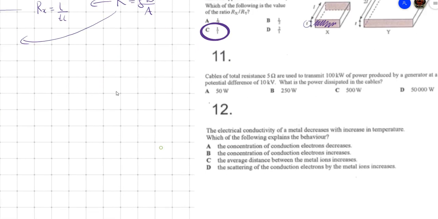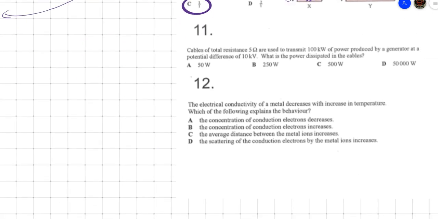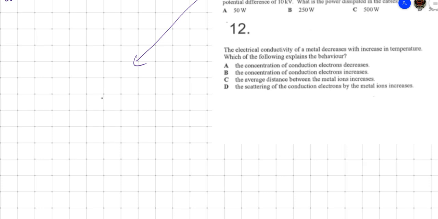Okay, now 11. Okay, now what we have is we have cables. Yeah, let me just draw cables here. Cables. Okay, you know the resistor of the cable is 5. Okay, and we know that it is connected to a generator. I don't know how to draw a generator. Okay, let's do it like this. The generator.